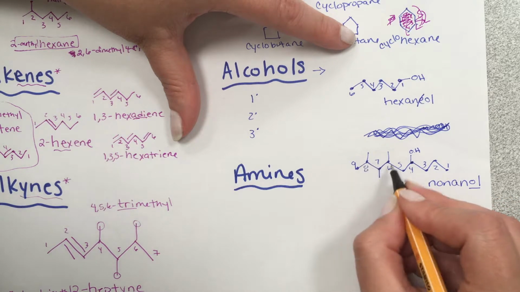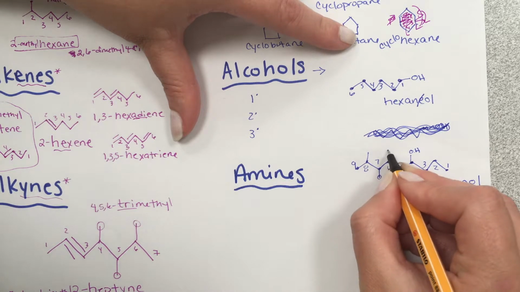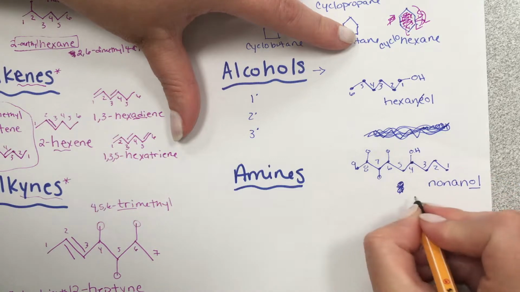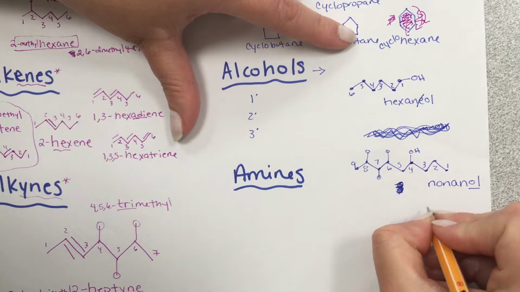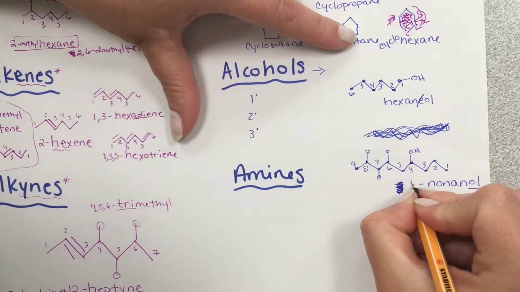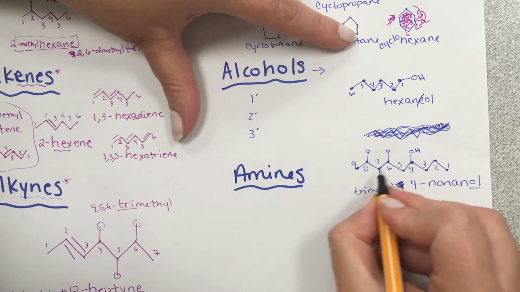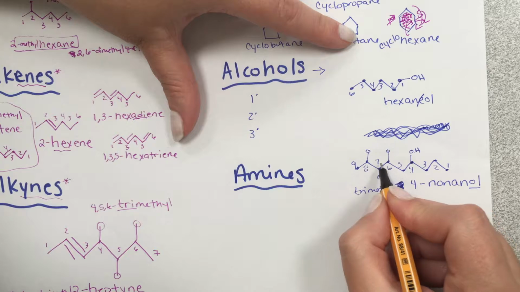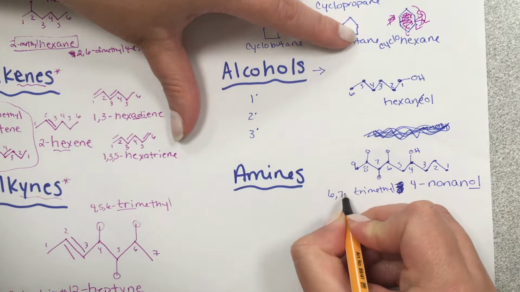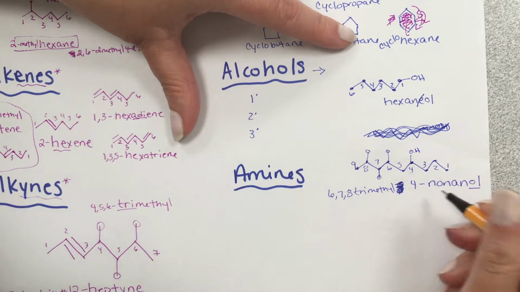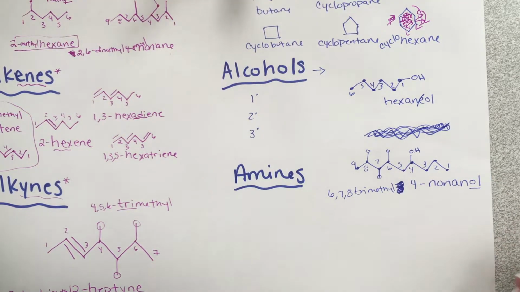So now we just need to indicate these methyl groups. These are all 3 methyl groups, so it'll be trimethyl. Let's indicate our alcohol real quick, 4. Trimethyl, and then we just need to write the numbers. So 6, 7, 8 trimethyl 4-nonanol, if this was a thing.